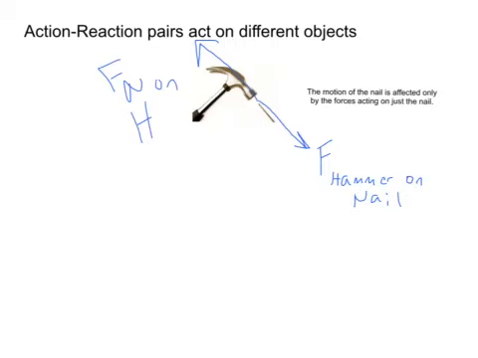So the question then becomes, how is it that the nail even goes into the wood in the first place? If the force that the nail exerts on the hammer is equal to the force the hammer exerts on the nail, why doesn't the nail just stay at rest? In other words, when you hit a nail with a hammer, the nail pushes back on the hammer. Why doesn't the hammer just bounce away?